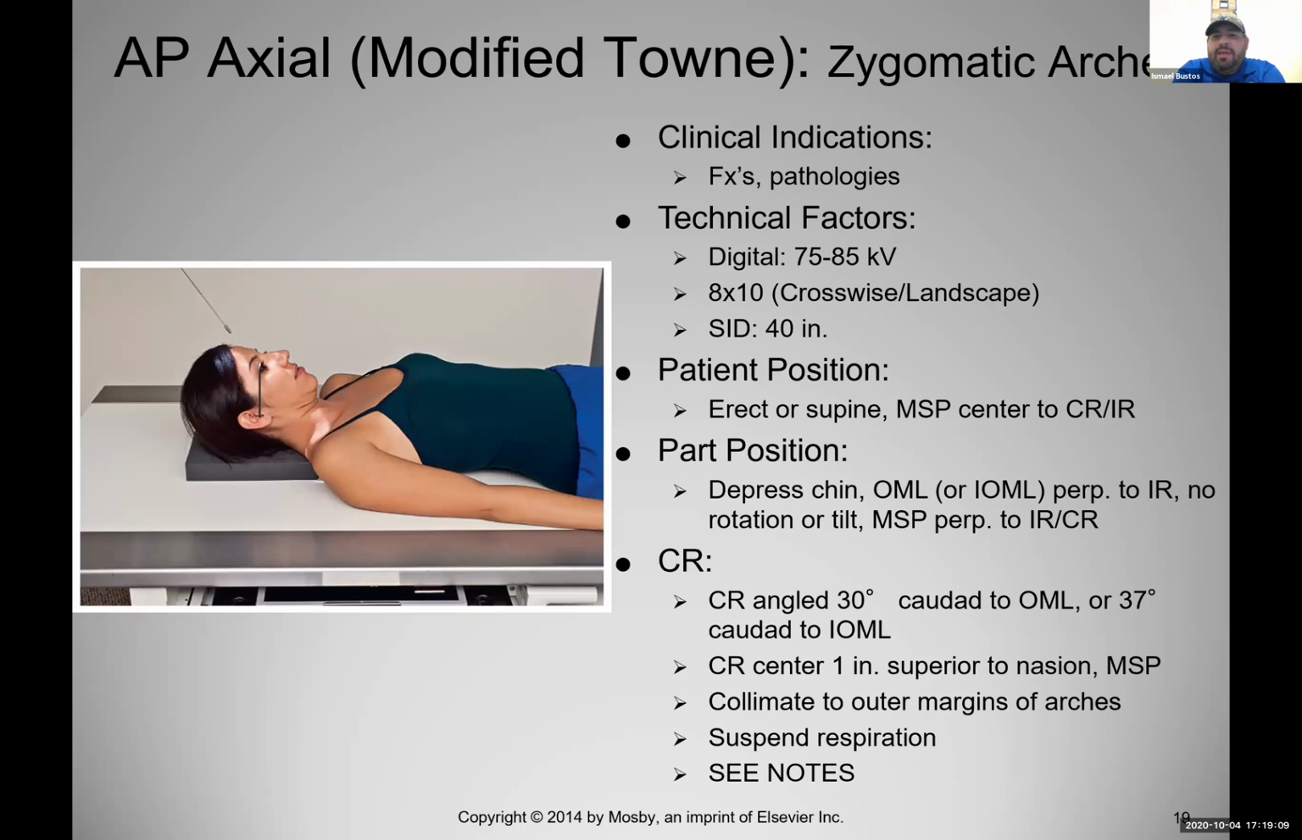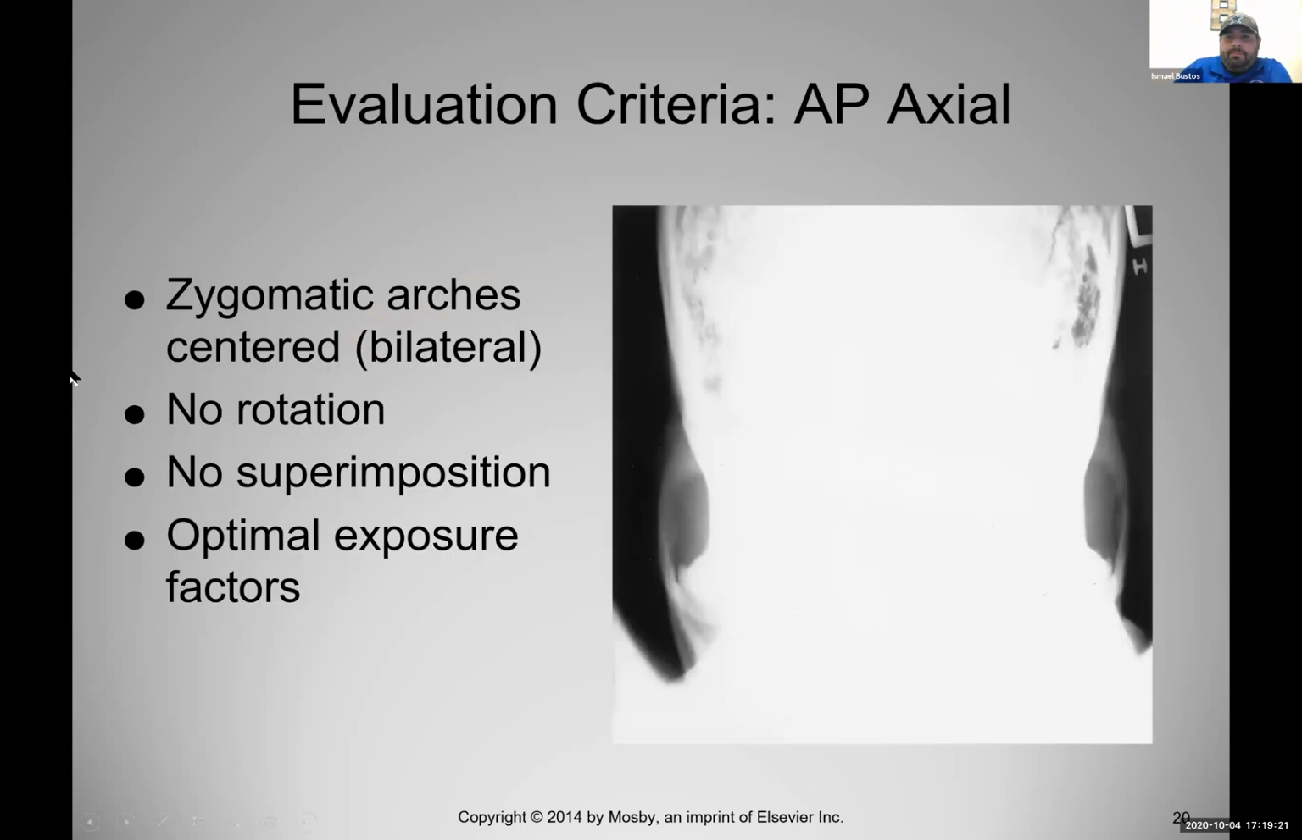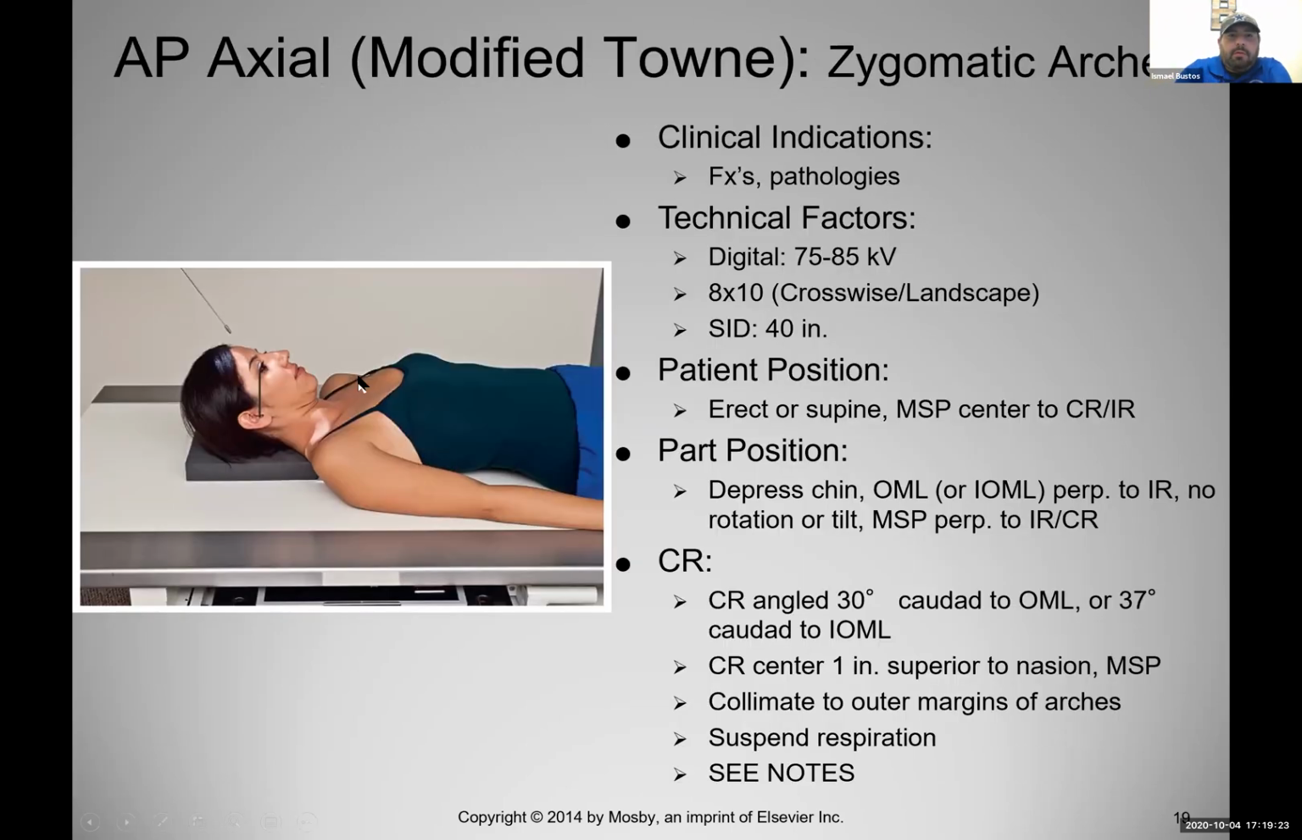75 to 85 kVp, 40-inch SID, erect or supine, whichever one. You're going to depress the chin, bring the head down to bring the IOML perpendicular. So look on here, we see that IOML perpendicular. Now, if the IOML is perpendicular, we're going to angle our CR 37 degrees, or 30 degrees from the OML.